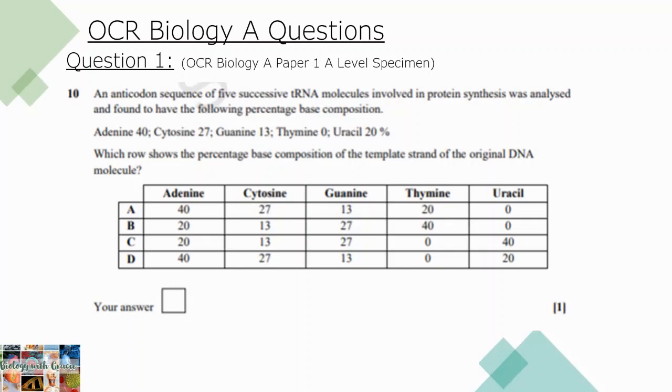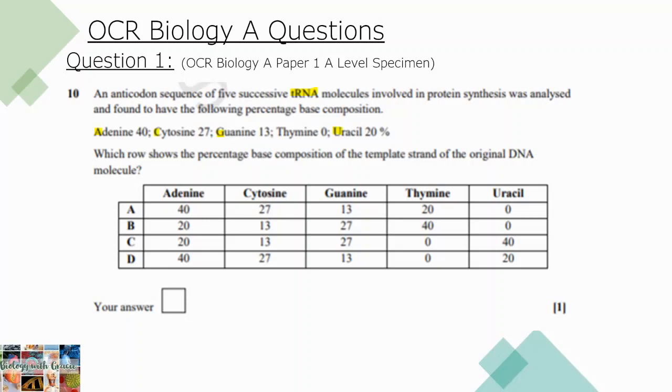Which row shows the percentage base composition of the template strand of the original DNA molecule? So let's highlight the key words here. So we've got tRNA. So we know tRNA has anticodons. So the anticodons it has are A, C, G, and U, because thymine is 0. And we know that because RNA is made up of these 4 bases. It's not made up of thymine.